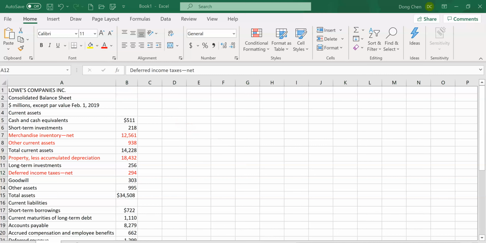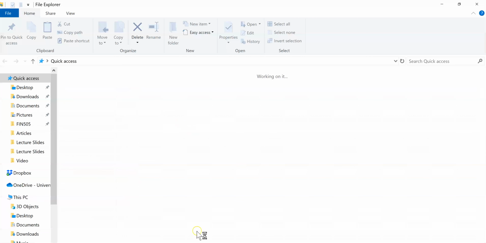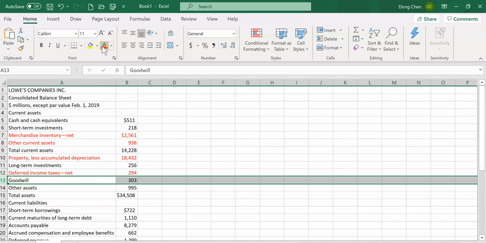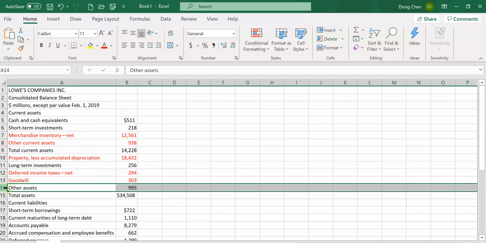How do you know that? You can just check my PowerPoint lecture slides and you will be able to find out, or the book, you will be able to tell that this is also operation related. And goodwill, a type of intangible asset, this is also operation related, and other assets, this is also operation related. And that's for the asset side.